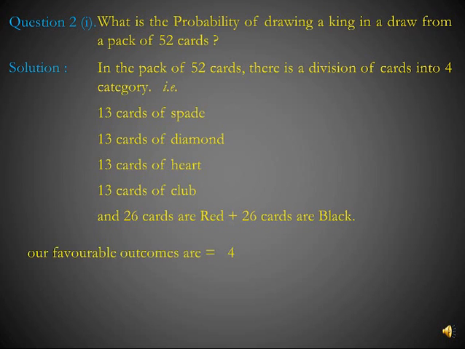Now coming back to the question, we have favorable outcomes as 4 because we have to calculate the probability of drawing a king. So there are 4 kings, one of spade, one of diamond, one of heart and one of club. So there are 4 kings. So favorable outcomes are 4 and total outcomes are 52. So probability of A will be 4 upon 52, or we can say 1 upon 13.